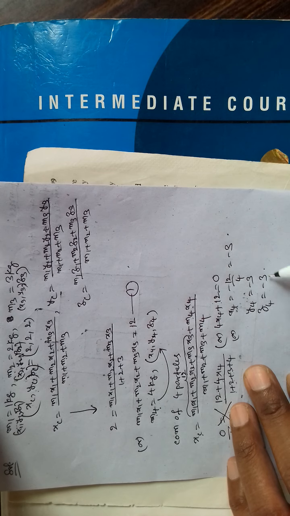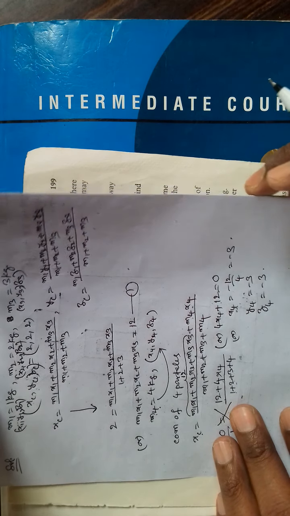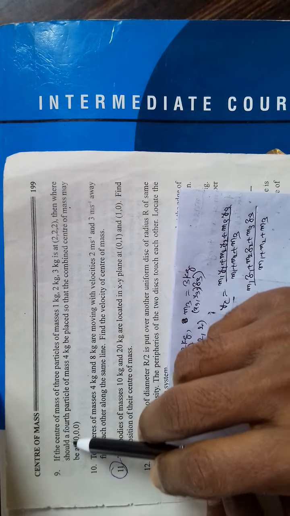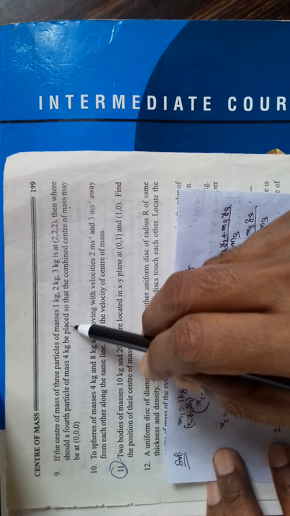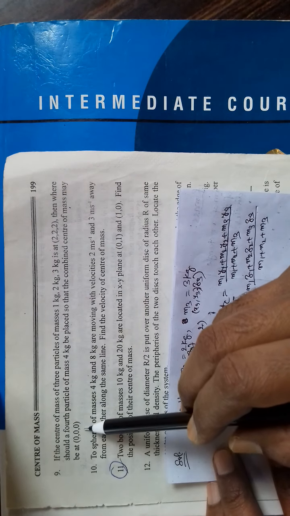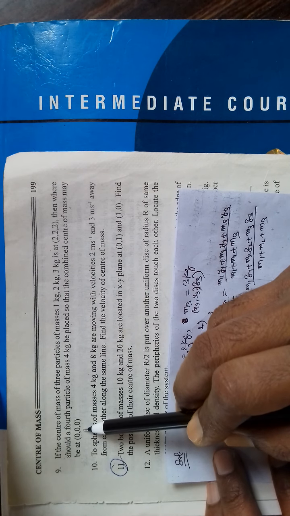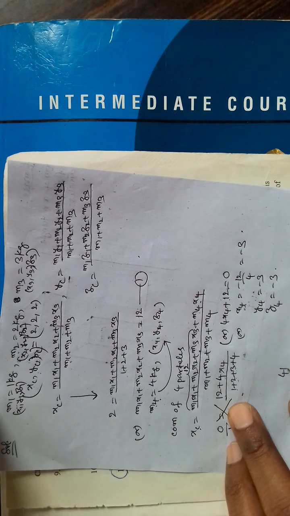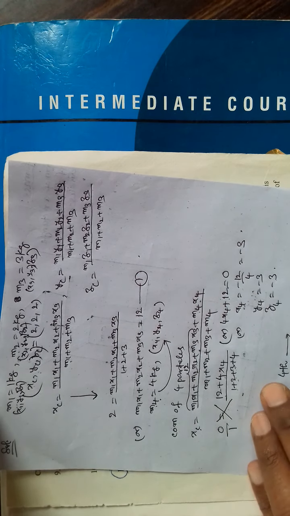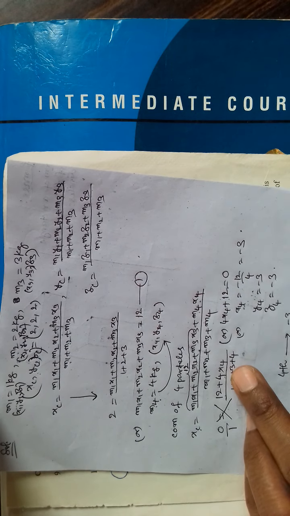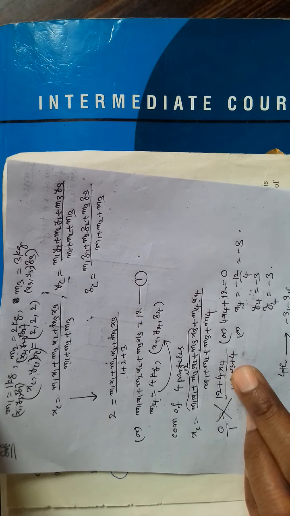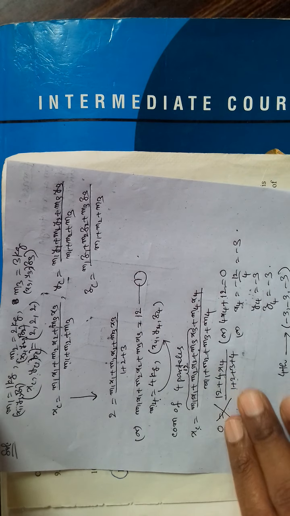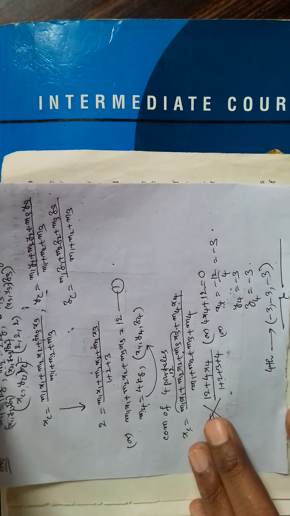x4, y4, z4. So here, what is asked? Where should a fourth particle of mass 4 kg be placed to get this new xc, yc, zc? Means we got the answer. The fourth particle must be placed at minus 3, minus 3, and minus 3. At this position it must be placed.